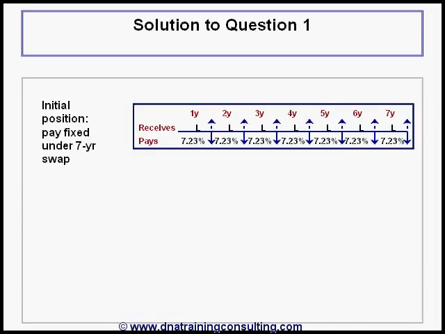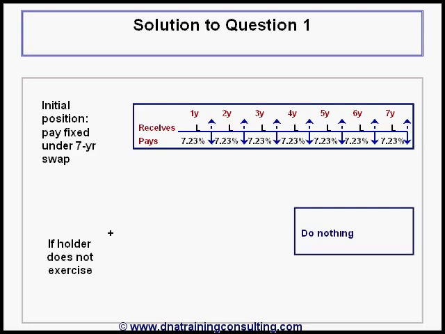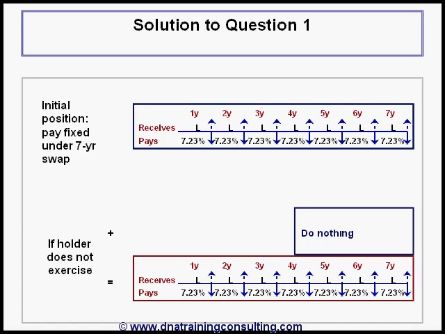Scenario 2, the holder does not exercise the receiver swaption after 2 years, presumably because 5-year swap rates in the market are above 7.23%. So the original swap remains in place for the entire 7 years, and the end result is exactly the same once again as we had with the extendable when the borrower chose to extend after 2 years.